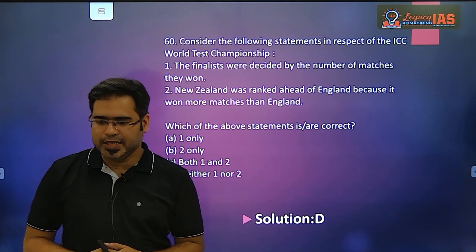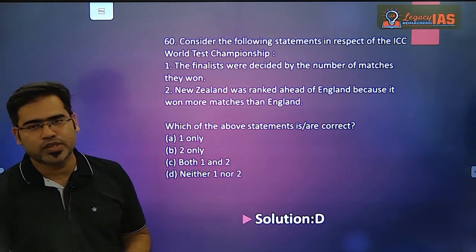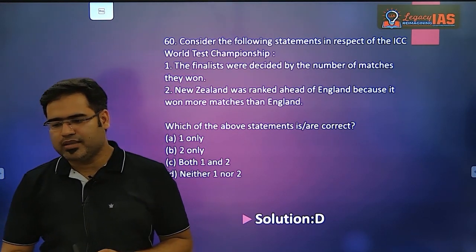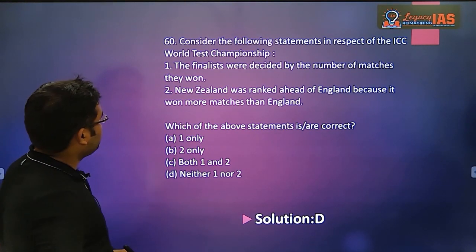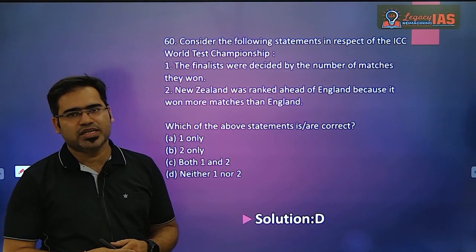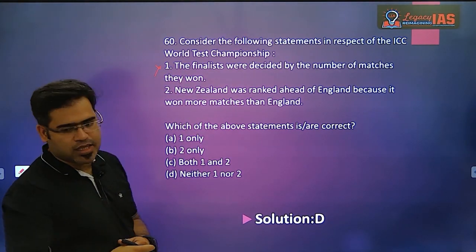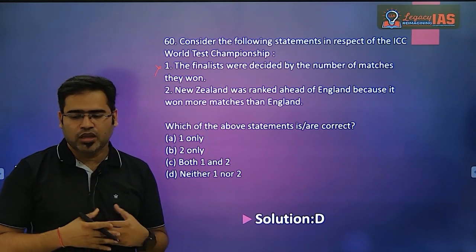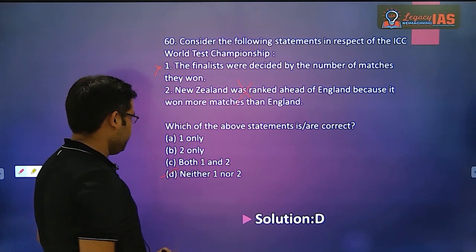Next, question number 60. Consider the following statements in respect of the ICC World Test Championship, since it was in the news. That is the reason this question was asked. The first is: finalists were decided by the number of matches they won. If we read statement 1, it looks like the winner must be decided only according to the number of matches, but this is actually incorrect. There was a point system. Next is: New Zealand was ranked ahead of England because it won more matches than England. This is also an incorrect fact if we check. So the answer will be D.